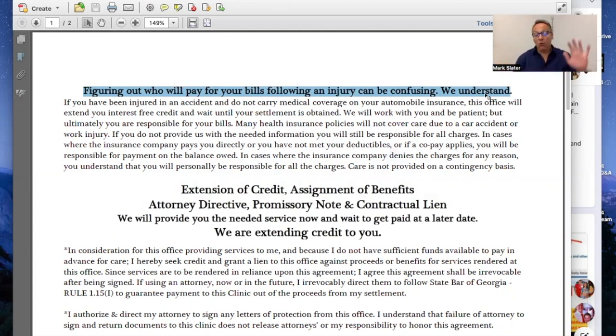So it doesn't matter what forms your attorney will sign or won't sign. He won't sign your lien. He won't sign your letter of protection. That's okay. You're going to lock up the patient. So what you're doing here is explaining to the patient, we're going to extend you some credit. We're going to treat you, we're going to generate a bill, and you don't have to pay anything. But you're going to assign the benefits to us at the end of this case.